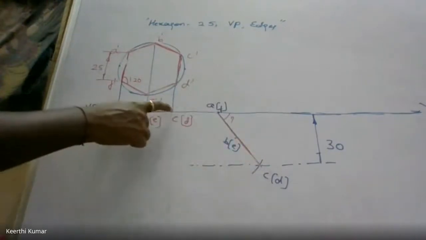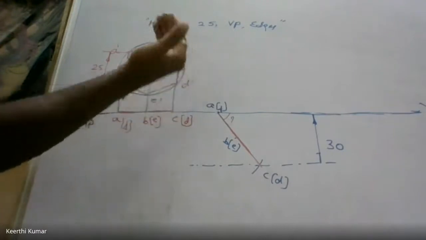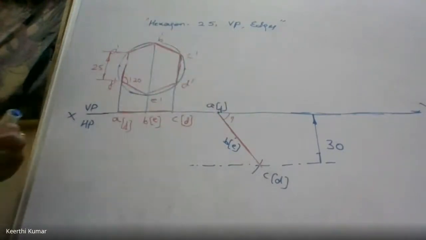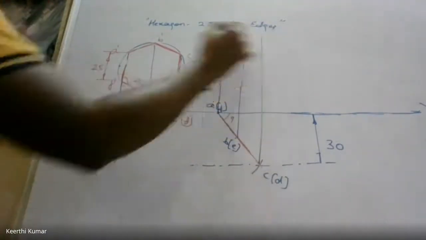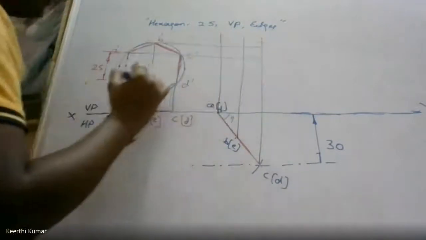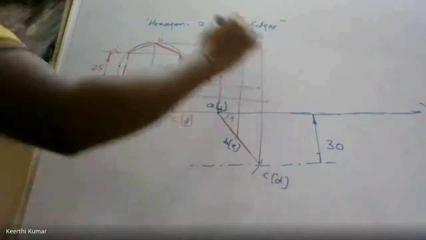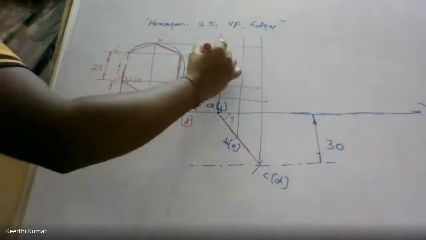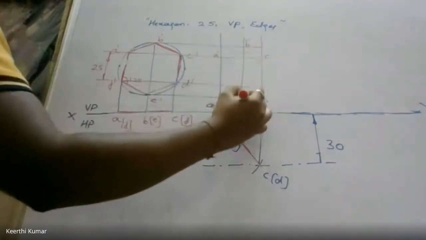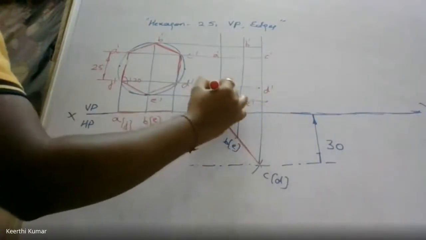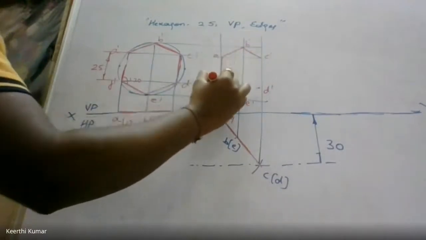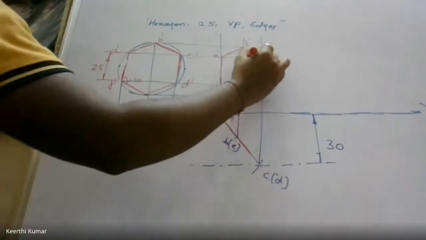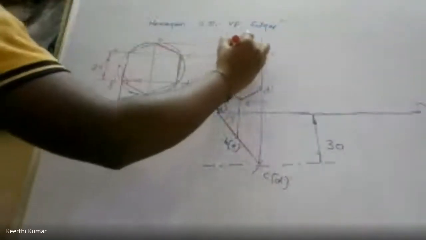After rotating the lamina, that C and D, the point CD is at a height of 30 mm in front of VP. Then take the vertical projection. Horizontal projection. Don't forget to show the arrow marks. Name this. So this will be A dash, B dash, C dash, D dash, E dash, F dash. So this completes the lamina in the second position front view.